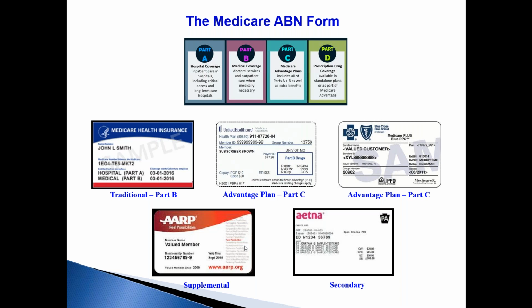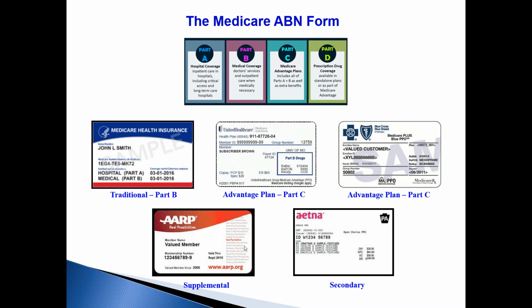So here comes Mr. Smith. He walks into your office. He hands you that red, white, and blue card that we're going to call traditional Medicare Part B. That only covers spinal manipulation. Some patients will walk into the office and say, yeah, I have Medicare, and they hand you a Medicare Advantage plan. You see a couple of samples on the screen. That's not Medicare Part B. That's totally different. Those are Part C Advantage plans.